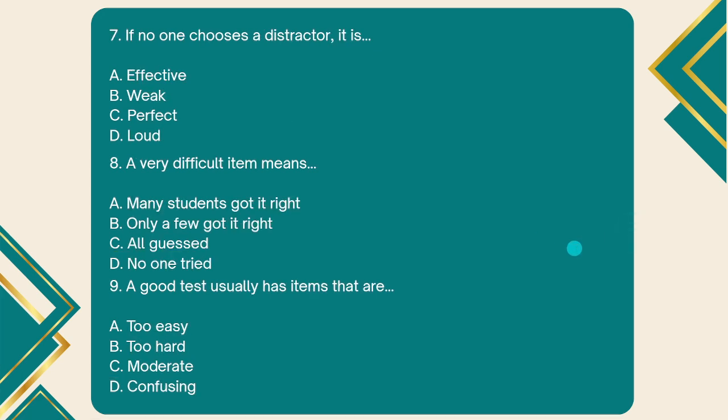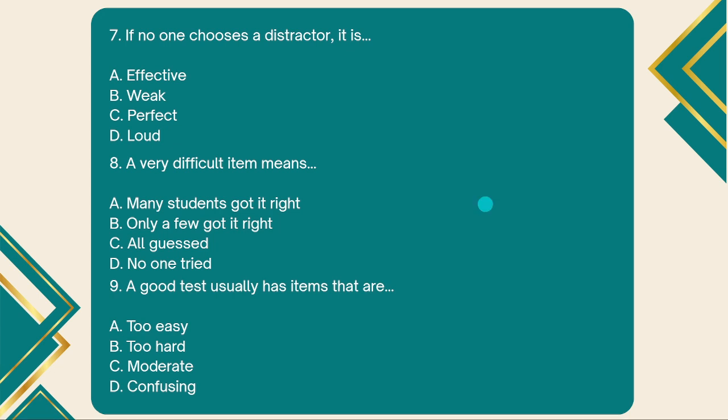Okay, now let's proceed to number seven. If no one chooses a distractor, it is letter A, effective, letter B, weak, letter C, perfect, or letter D, loud. Number eight, a very difficult item means: A, many students got it right, letter B, only a few got it right, letter C, all guess, and letter D, no one tried. And for the last number, a good test usually has items that are letter A, too easy, letter B, too hard, letter C, moderate, or letter D, confusing.